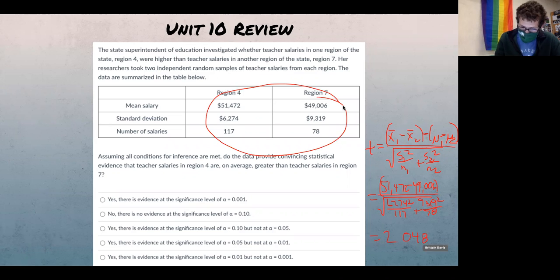And then from there, the last thing I need to do is a t-CDF calculation going from 2.048 to positive infinity with 77 degrees of freedom. Because it's 78, I just take 78 minus 1 to get my degrees of freedom. And I'm going to get a p-value of 0.0219 or something like that.